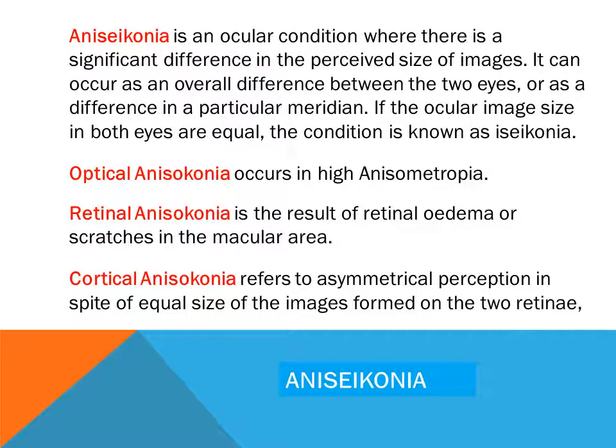Aniseikonia. Aniseikonia is an ocular condition where there is significant difference in the perceived size of the image. It can occur as an overall difference between the two eyes or as a difference in a particular meridian. If the ocular image size in both the eyes are equal, the condition is known as isoconia.